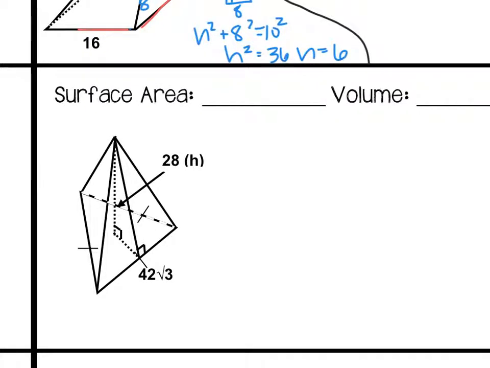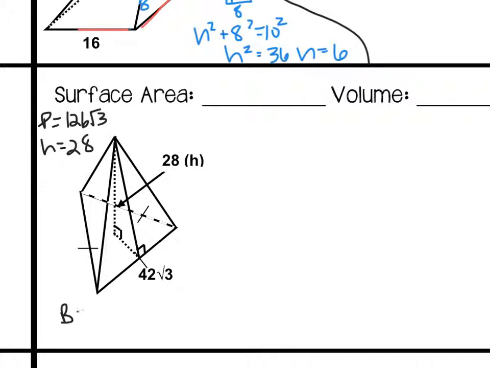Same idea for the next one. If my side length is 42 root 3, that means my perimeter is that times 3, which would be 126 square root 3. This time it gives me that my height is 28, which means I'm going to need to find my slant height, and I also am going to have to find the area of my base.